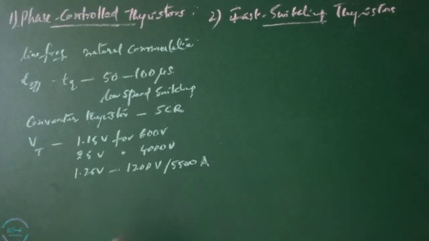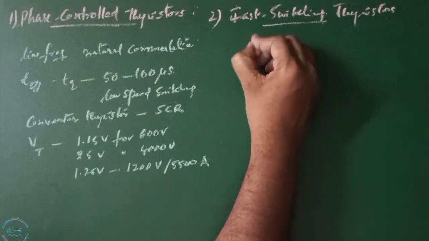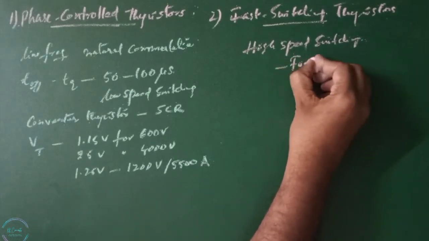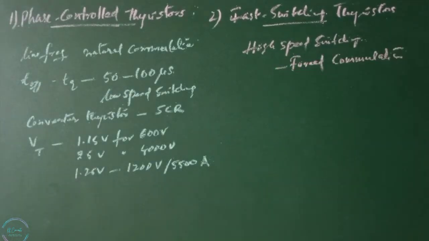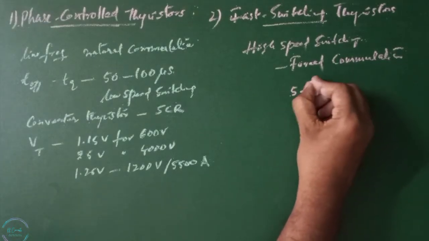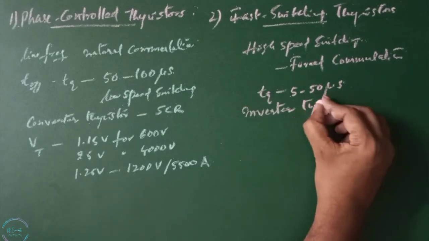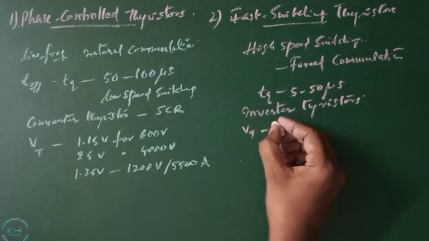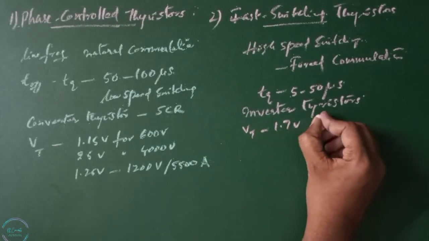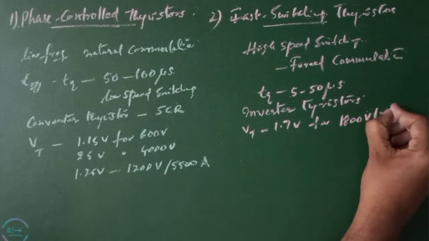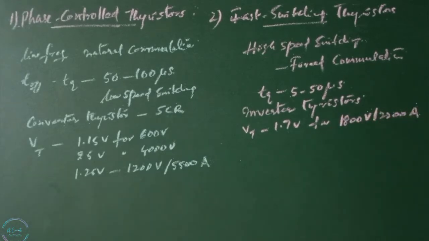and it is typically near about 1.25 volts for 1200 volts 5500 amps device. Fast switching thyristors are used in high speed switching applications, and here a forced commutation is used. These have a fast turn off time, generally 5 to 50 microseconds. These are known as inverter thyristors. For this VT is near about 1.7 volts for 1800 volts 2200 amps device.